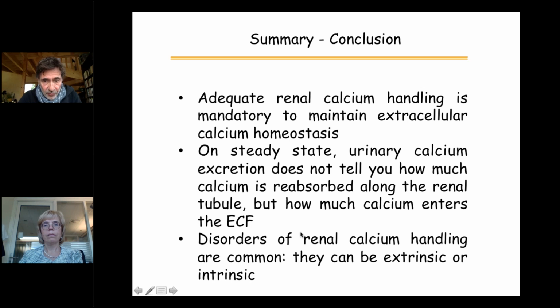And disorders of renal calcium handling are very common. They can be extrinsic or intrinsic. And we know more and more specific causes, but for the most common cause of hypercalciuria, I should say that we still ignore what the molecular mechanisms underlying these disorders are.